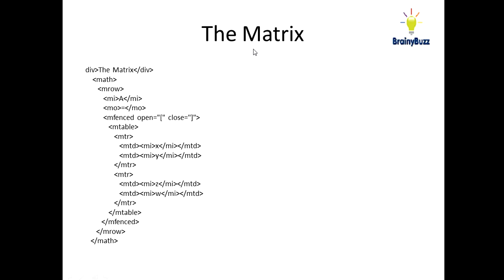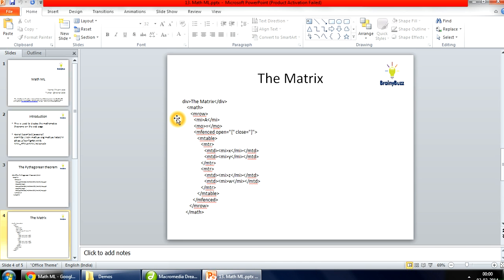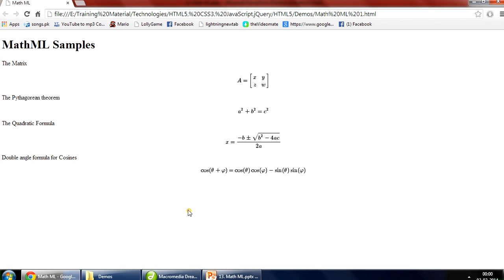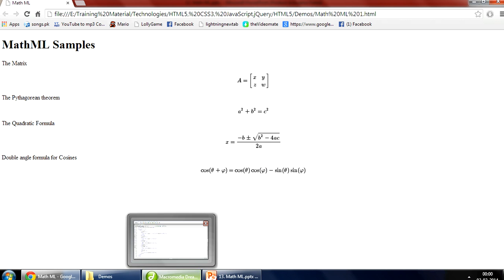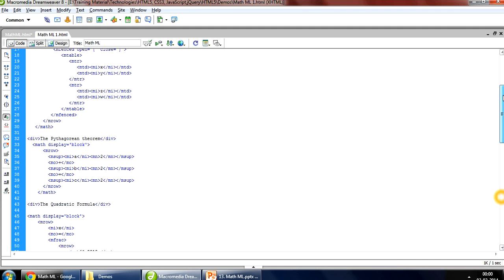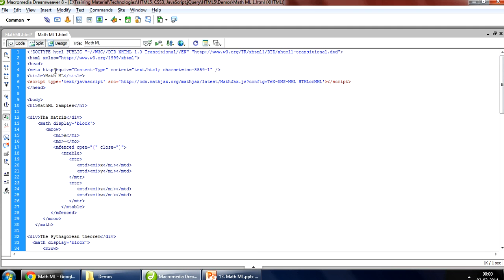Another thing, you have the matrix. I'll show you the demo for it, then you will understand. Supposing I have 4 things to print: this is the matrix x, y, z, w, then the Pythagorean theorem, a square plus b square equals c square, the quadratic formula, and the cosine formula. So these 4 formulas we want to print. What we have done is we have first included the source file for this.